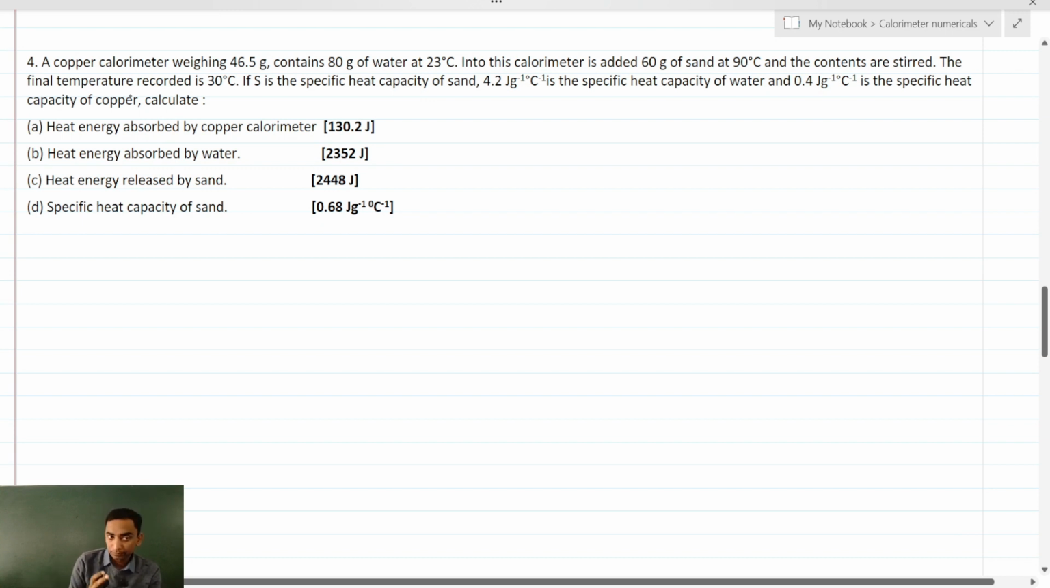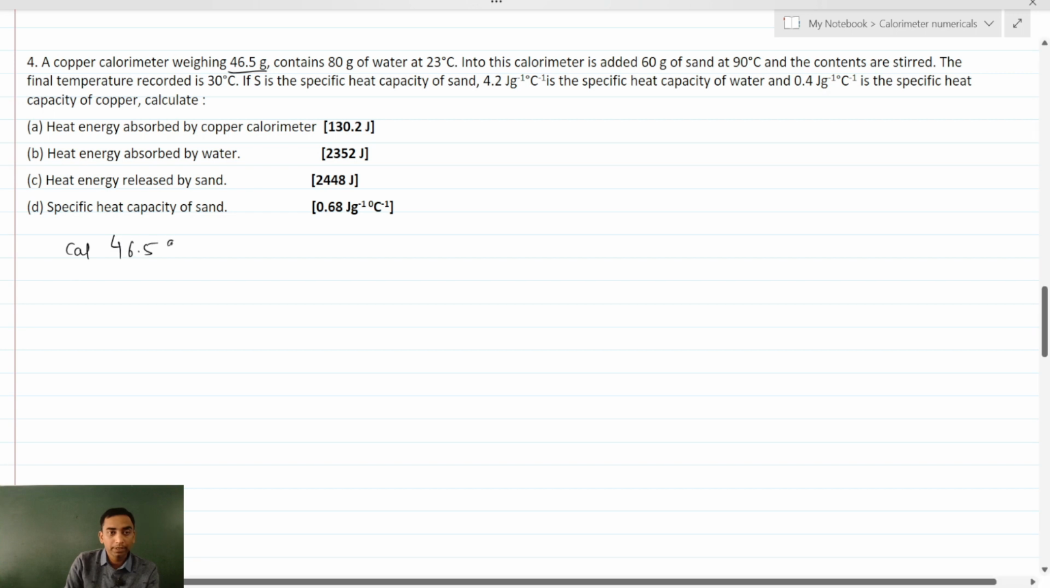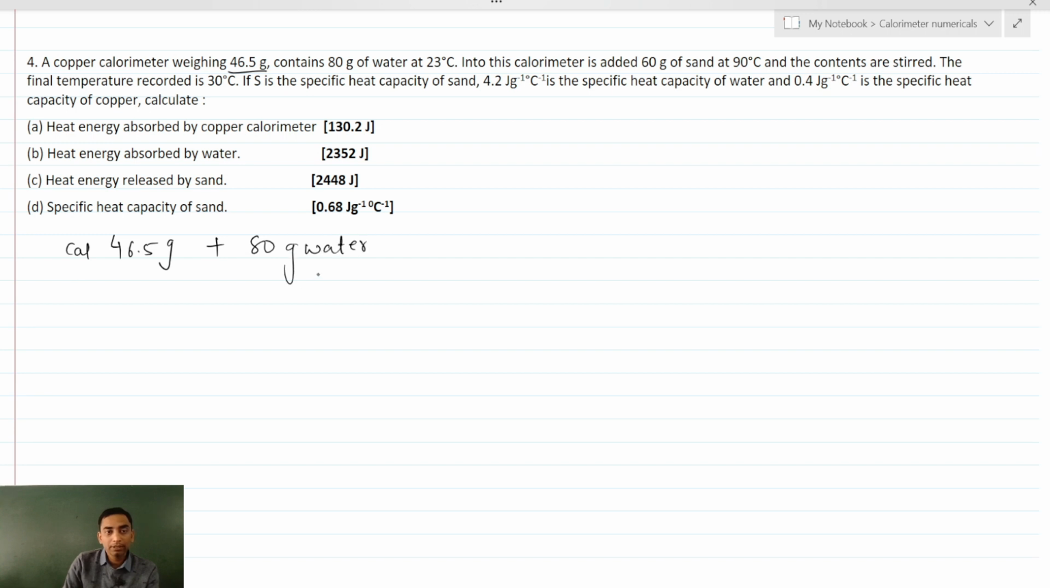I would suggest that we go for the fourth question because the third is a lot more typical. So we'll solve 4, 5, and then we will go to the third one. So here we have a calorimeter vessel whose mass is 46.5 grams. Then it contains 80 grams of water at 23 degrees Celsius, which means the calorimeter vessel is also at 23 degrees Celsius. And then we are adding 60 grams of sand in it, and its temperature is 90 degrees Celsius. Correct? And then the final temperature of the mixture is 30 degrees.